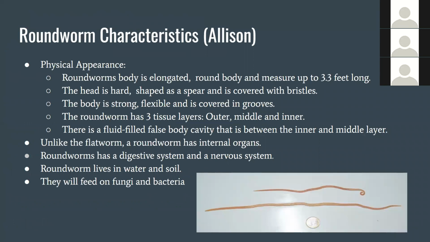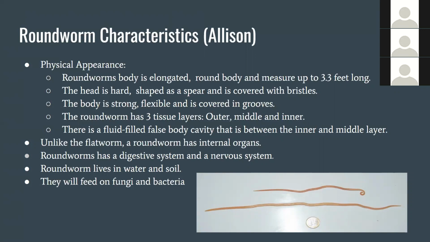Now we're going to talk about roundworms. Some roundworm characteristics are physical appearance. Roundworms are elongated, round bodies that measure up to 3.3 feet long. The head is hard, shaped like a spear, and is covered with bristles. The body is strong, also flexible, and is covered in grooves.